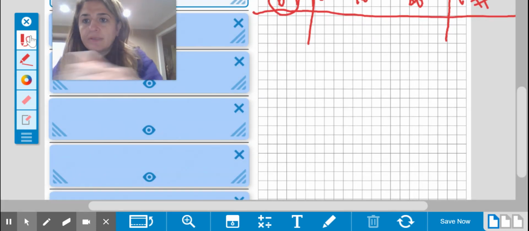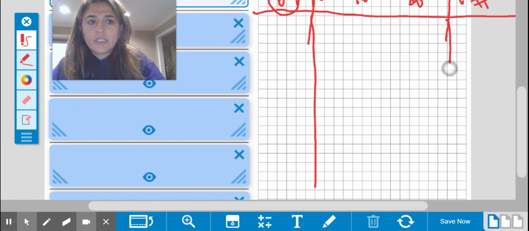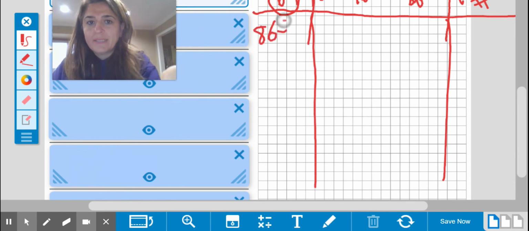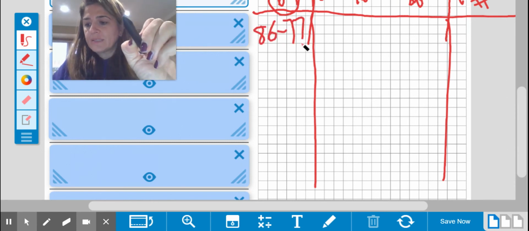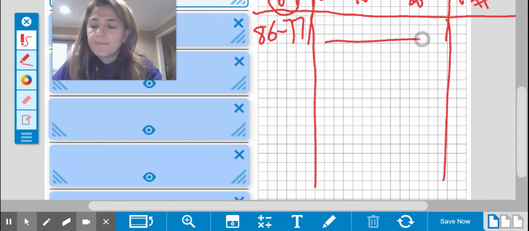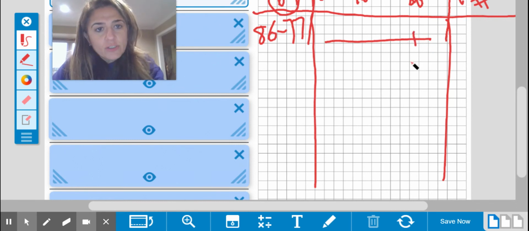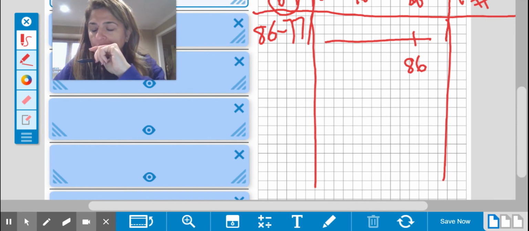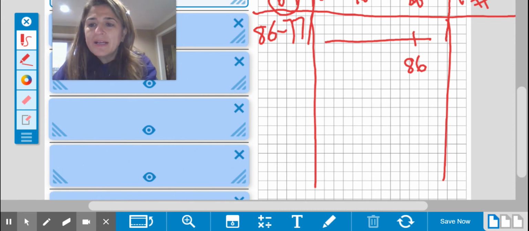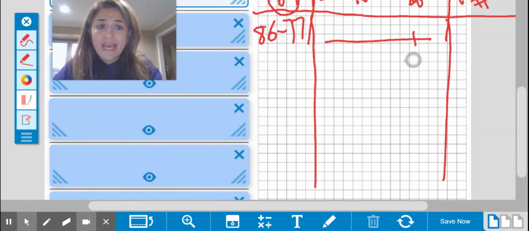Again, this is our problem, our strategy, and our connection. We need 86 minus 77. 86 minus 77. I know if I started with 86 and I take away, yeah, that would be a lot to take away if I start at 86 and go back. So that is not efficient at all.